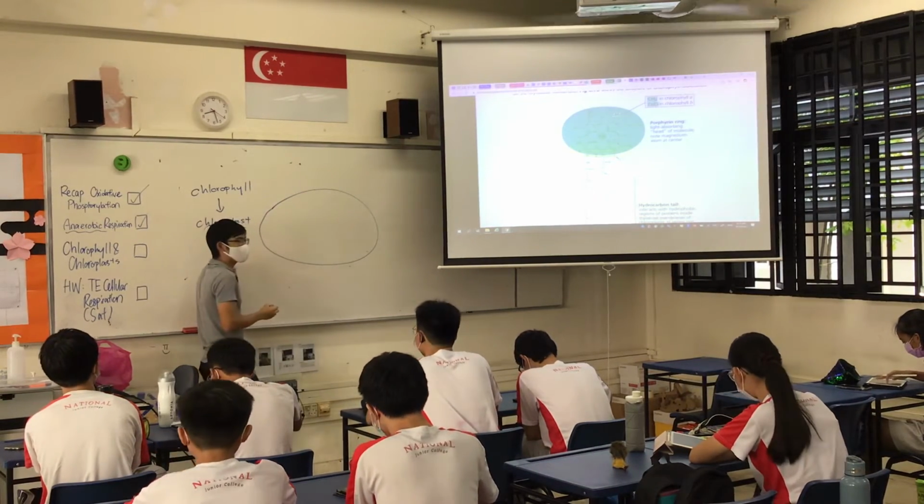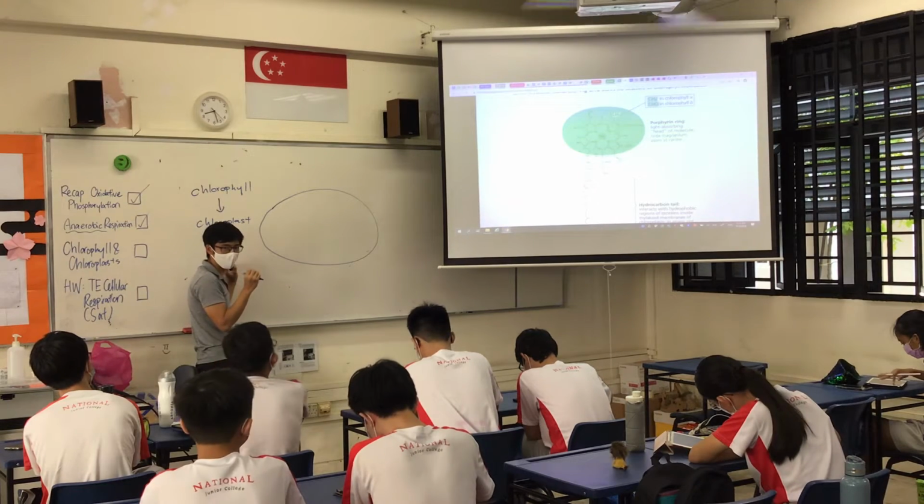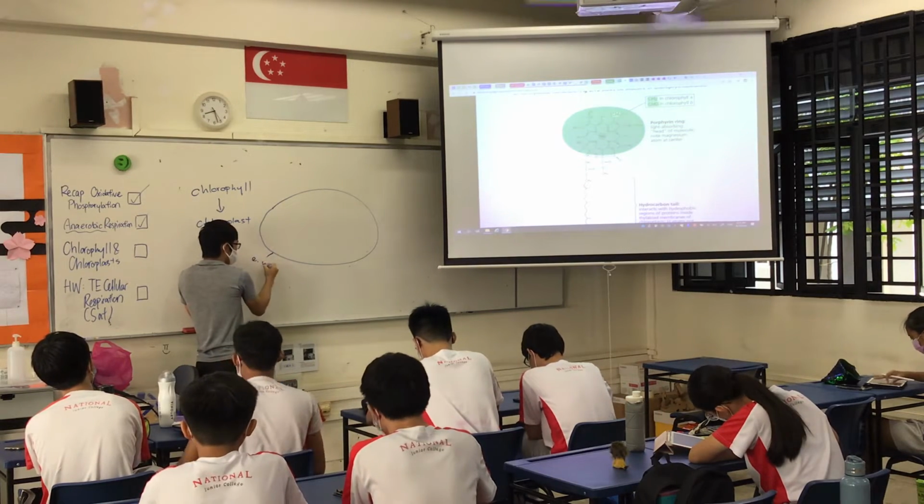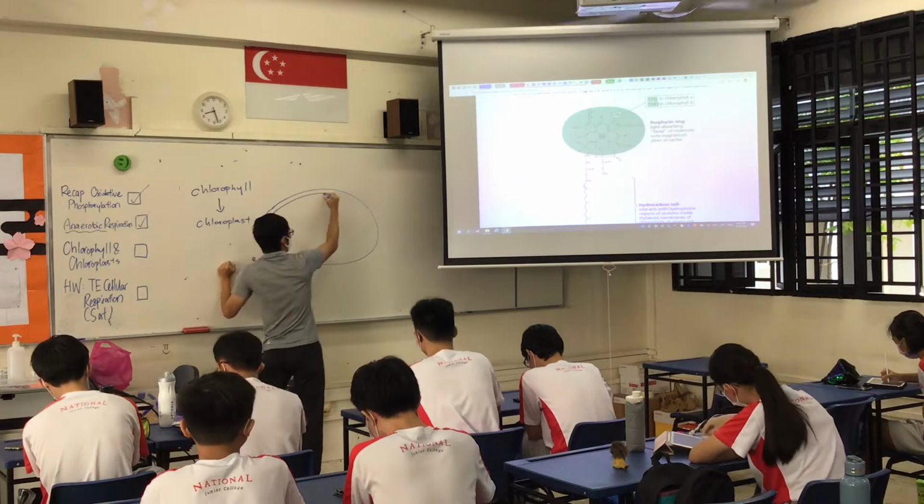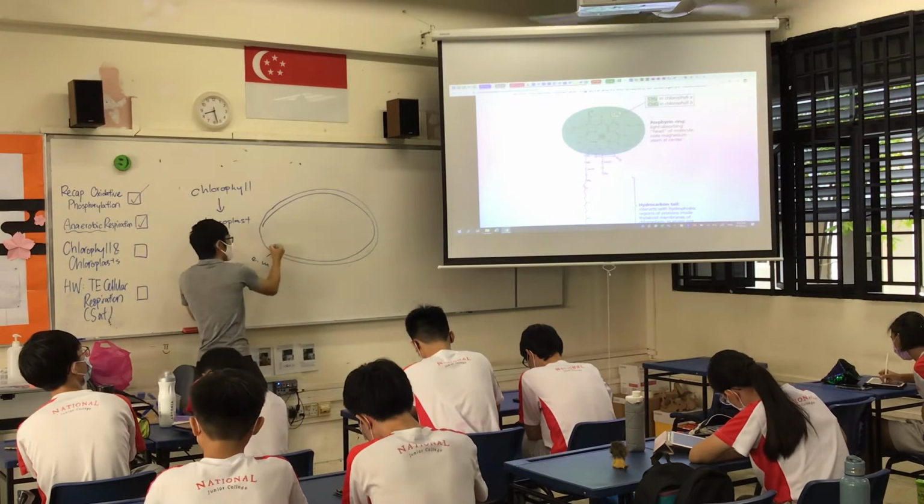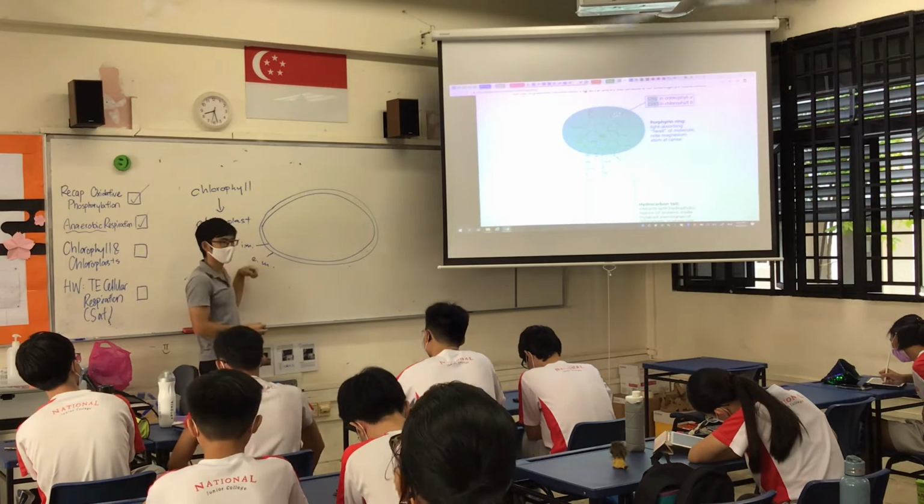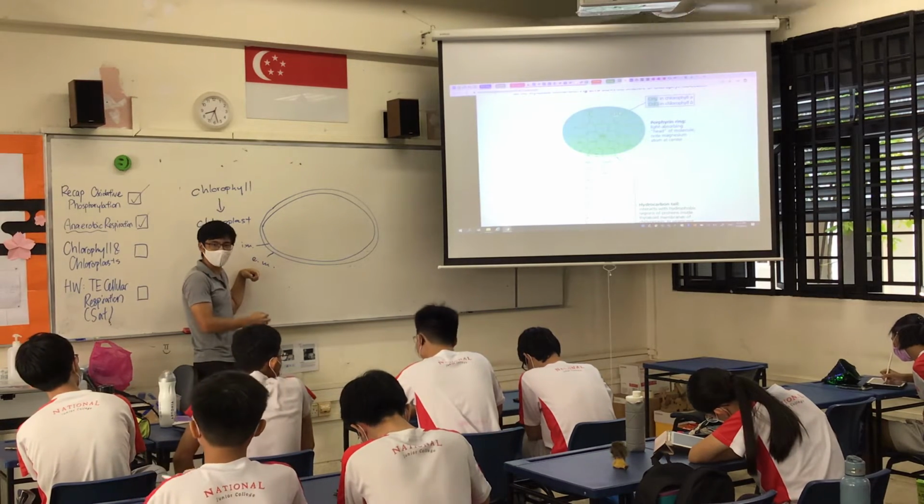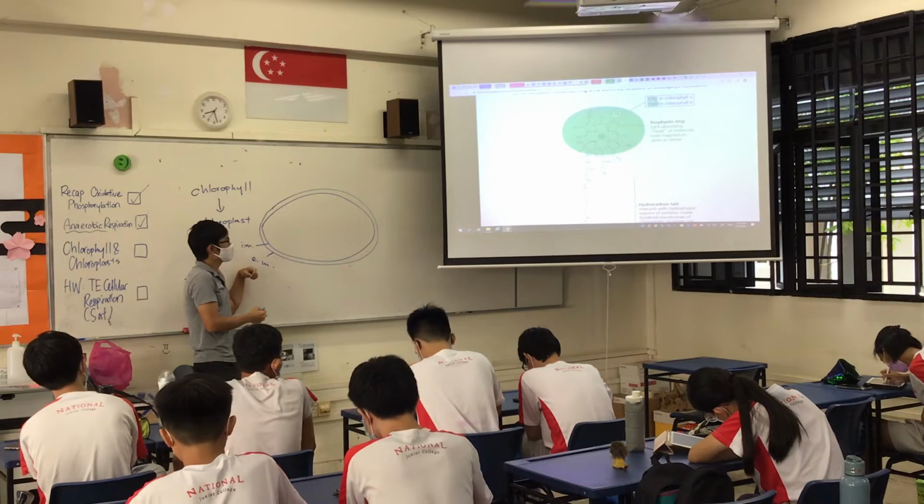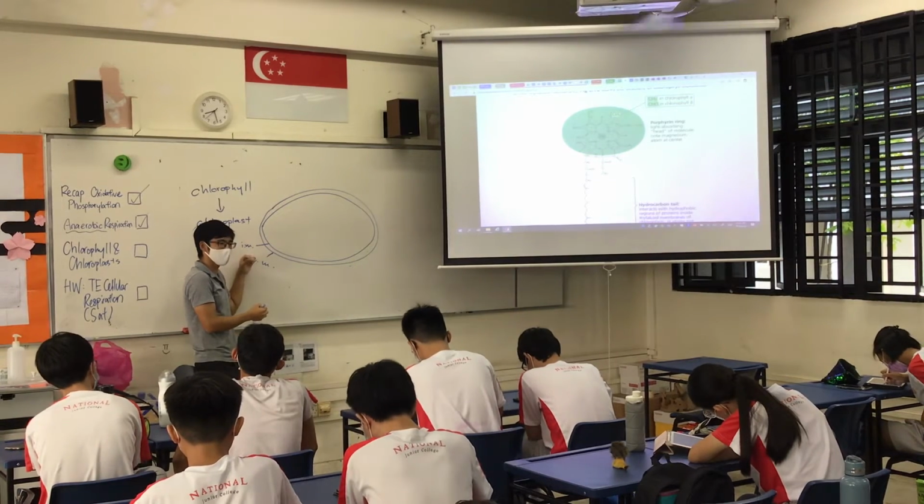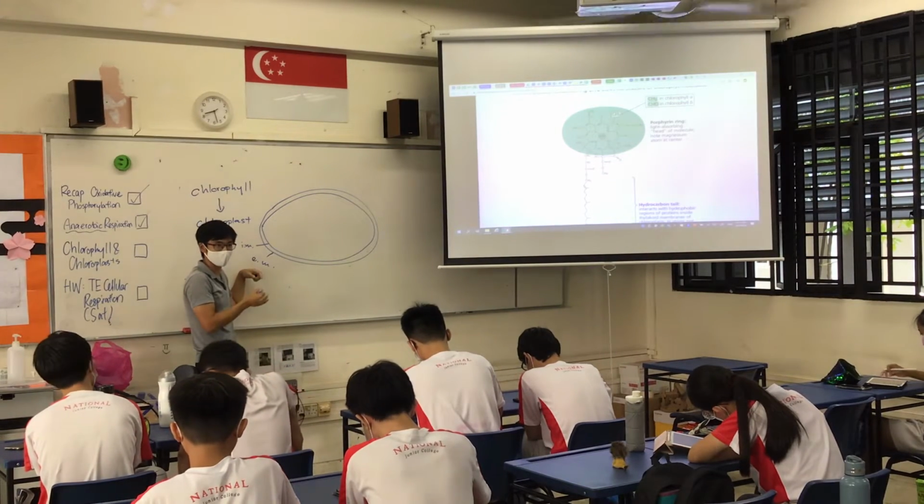A chloroplast is, in a sense, similar to mitochondria. It has an outer membrane. It also has an inner membrane. But the inner membrane is not highly folded like that of the mitochondria. Last but not least, the chloroplast also has one more layer of membranes.